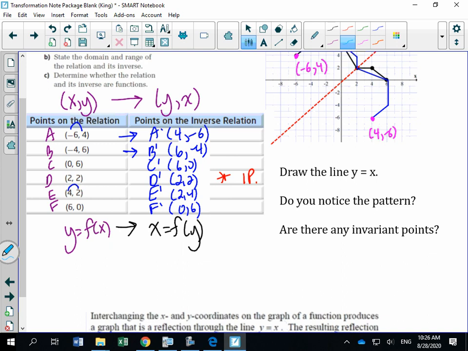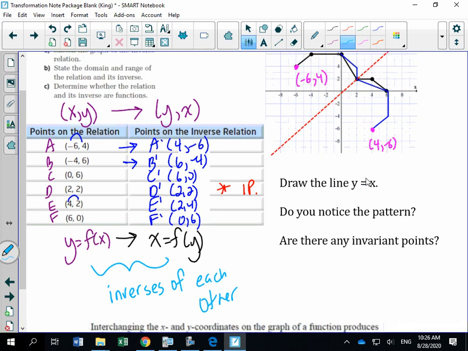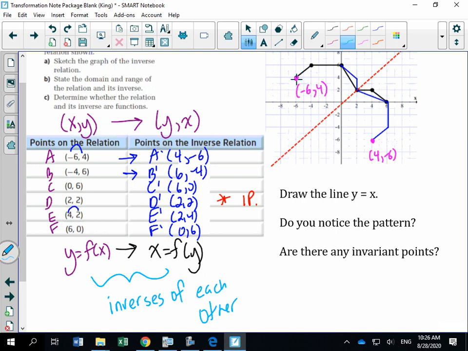So let's write that down. These two are inverses of each other. Okay, so we've got the line y is equal to x drawn, and the pattern that you should notice is that the points are reflected in the line y is equal to x. So negative 6, 4, the reflection of that point would be 4, negative 6. So the pattern is reflected in the line y is equal to x, okay?